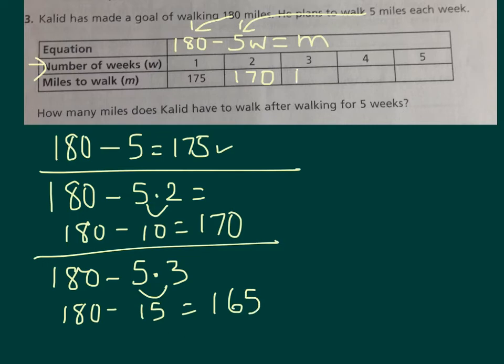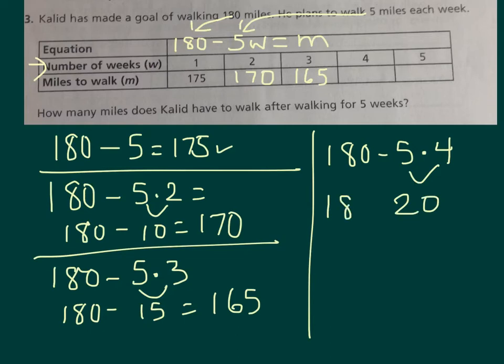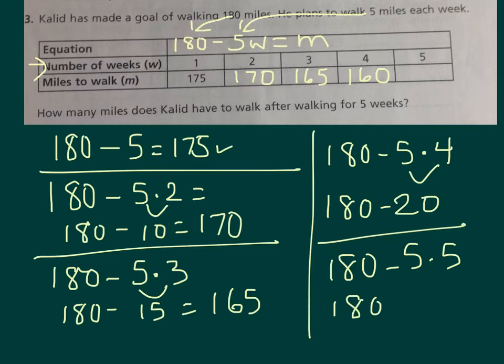Yes, I know you see the pattern. 180 minus 5 times 4, this is 20. So we have 180 minus 20 is 160. And then we have 180 minus 5 times 5. 180 minus 25 gives us 155. Then we have to answer the question, how many miles does Khalid have to walk after walking for 5 weeks? We just look at our answer here, and we have 155 miles.